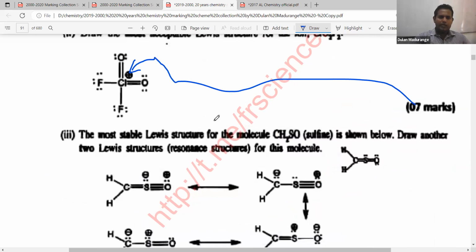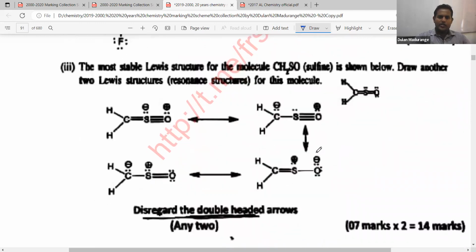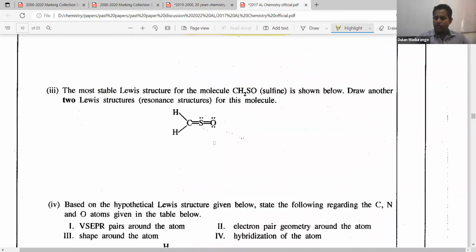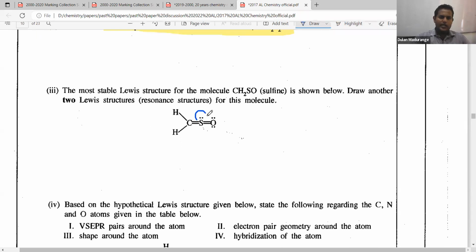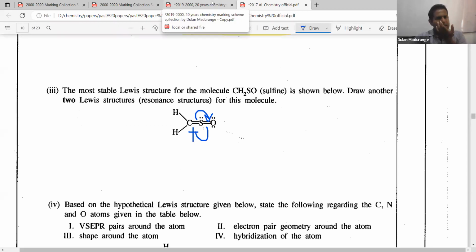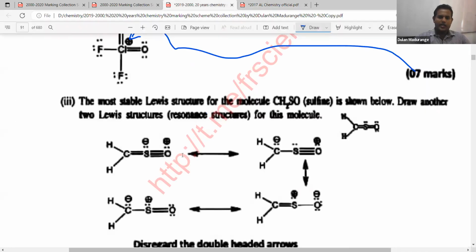And they're asking to draw the most acceptable Lewis structure for the molecules. So how to draw the molecules? In the question, they have given a structure, so we don't need to worry about that. What we have to do is exchange the pi bonds. You can take this pi bond to here, and then you can move this pi bond to here, but you can't exceed the octet. Without exceeding the octet, we have to do this. So these are the structures.